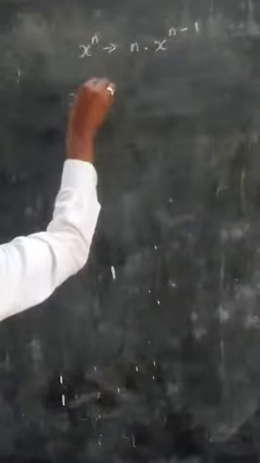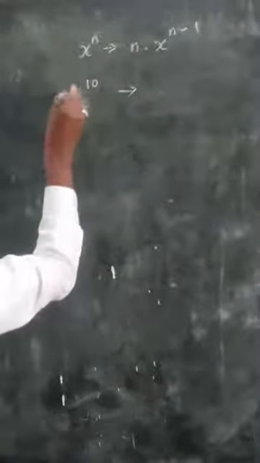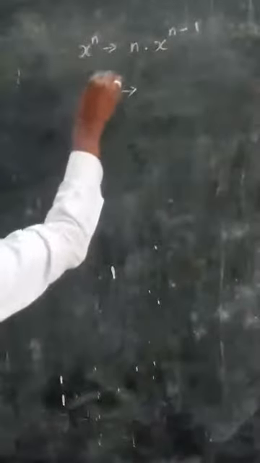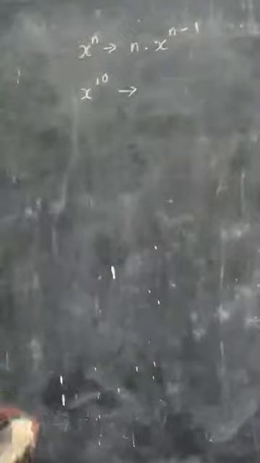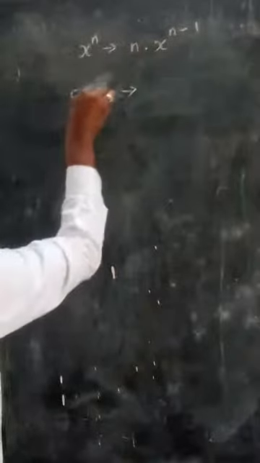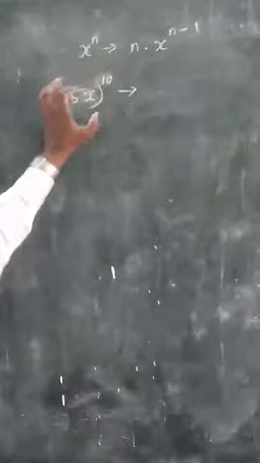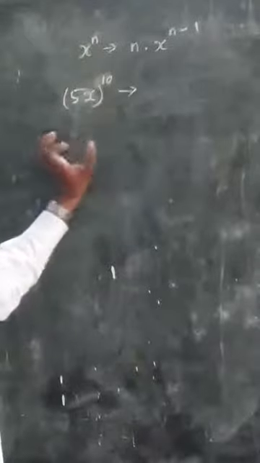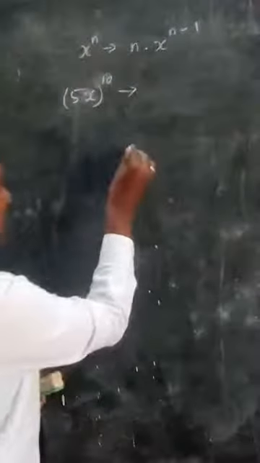I said x power 10 means we can easily apply the formula and find out the answer. Suppose it is 5x power 10, then what do we have to do? x power 10 means you can easily say the answer is 10 into x to the power of 9. Suppose it is 5x to the power of 10. Now how do we apply this formula in this sort of situation? And before seeing this, I want an answer for this also.